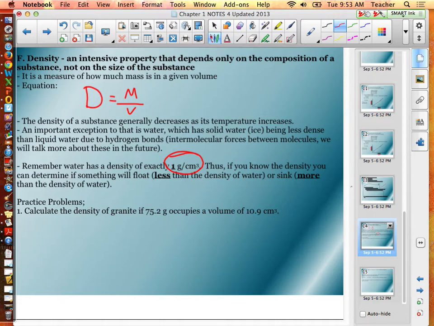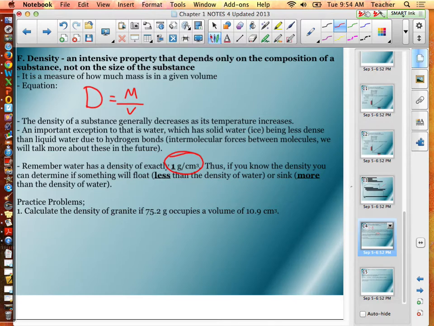If you know the density, you can determine if it will float or not. If your density is less than 1, then you're going to float, which is what you hope all the boats you ever ride in do. And if you're more than 1, then you're going to sink. So what we're going to do is just a couple of simple problems with density, and then that's it for this one.